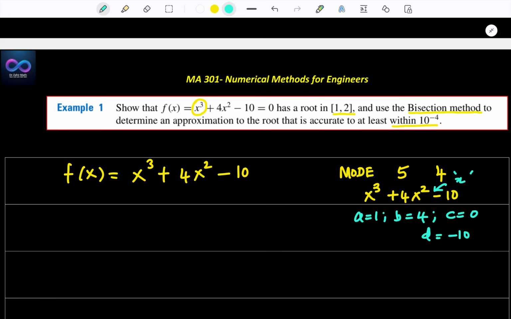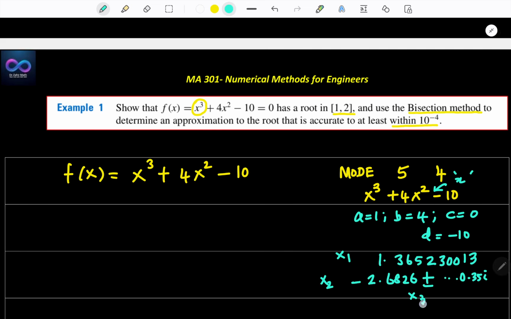You will get the answer 1.365230013, one answer. It has 3 answers, keep that in your mind. Then you get minus 2.6826 plus an imaginary part, 0.35i, something like that. It's a long answer, but I wrote it as plus and minus. So these are the 2 answers: you have x1 here and x2 here, and the minus is x3. So 3 roots are there.